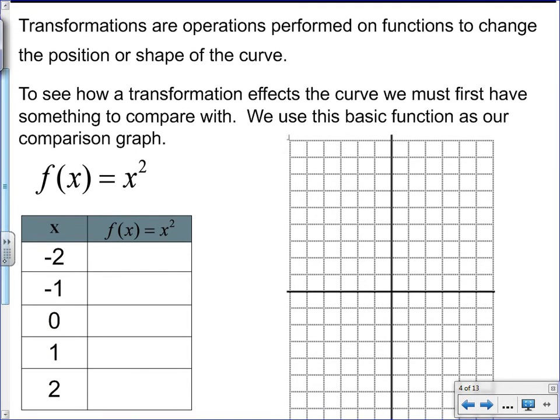So it says here, transformations are operations performed on functions to change the position or shape of the curve. To see how a transform affects the curve, we must first have something to compare it with. We use this basic function as our comparison graph. F of x equals x squared. So this is our basic, this is our parent function. This is the one we are always comparing it to.